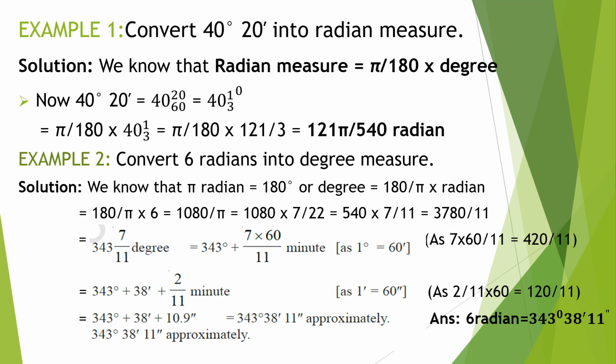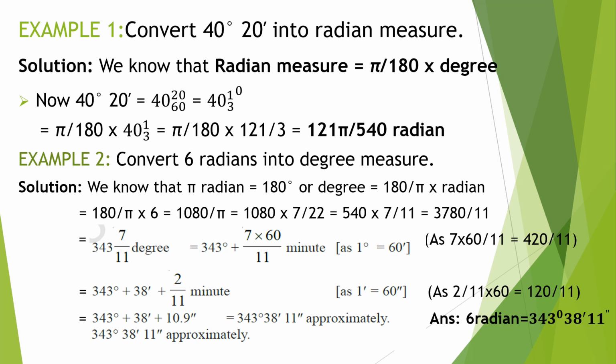Now first of all we know that degree is equal to 180 upon pi into radian measure. So 180 upon pi into how many radians we are given? 6. So 180 upon pi into 6 is 1080 upon pi. Put the value of pi as 22 by 7. So 1080 upon 22 by 7. When you simplify that, you get that as 3780 upon 11. Now 3780 upon 11, divide 3780 by 11. So what you get? 343 remaining 7 upon 11. So this is equal to 343 7 upon 11 degree.